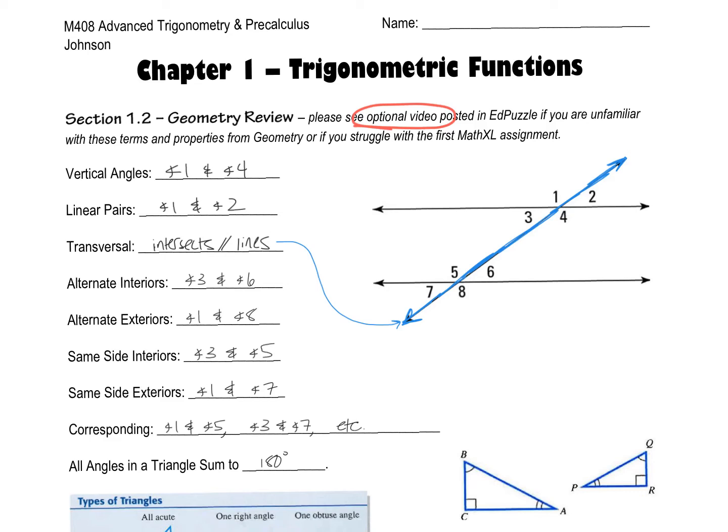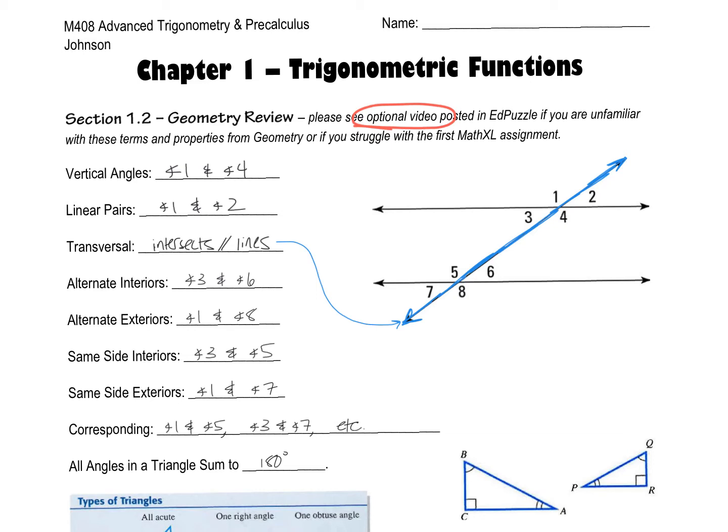Like I said in class, this video is optional, just in case you are having trouble with the very first Math Excel assignment. That means you may have forgotten some of your geometry. Some of you were in regular geometry, some of you were in honors. It has been a long time for a lot of you since you've seen these angle pairs, so I wanted to briefly go over this. You can pause the video and copy this stuff down into your notes if I go too fast, but I'm going to breeze through these to give you an idea of what all these vocab words are, and then I'm going to move on.